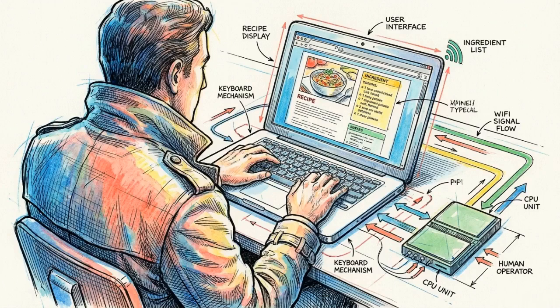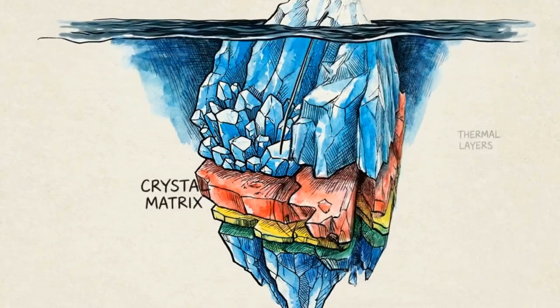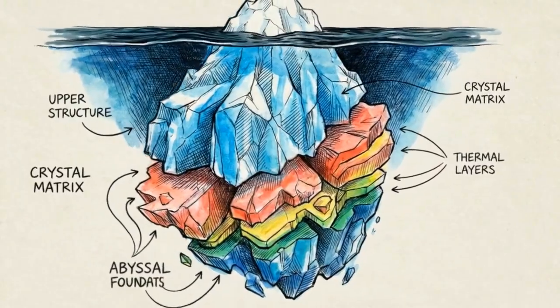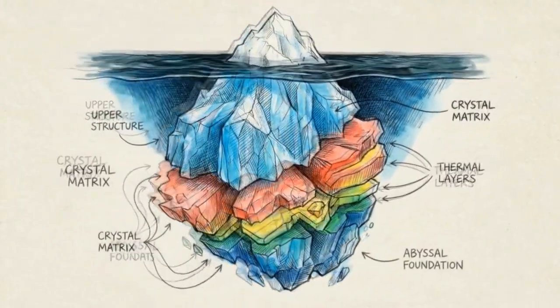When you search for a recipe or watch a video, it feels like you're seeing everything the internet has to offer. But the web we use every day is essentially the tip of a massive iceberg. To see the true scale, look underneath the water. This diagram shows the two primary layers. The top section, the surface web, contains the 5% of the internet accessible through a standard search engine.